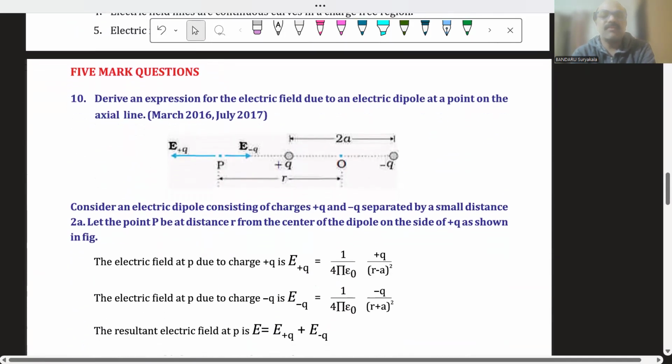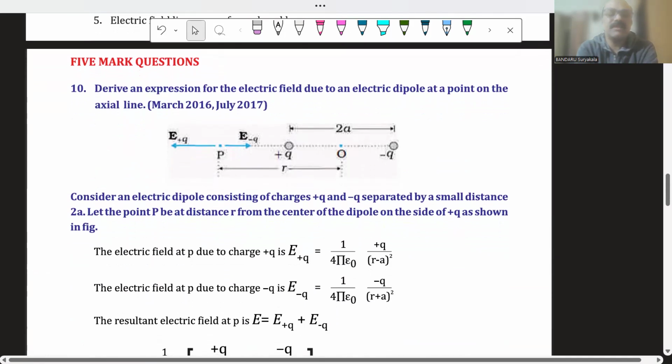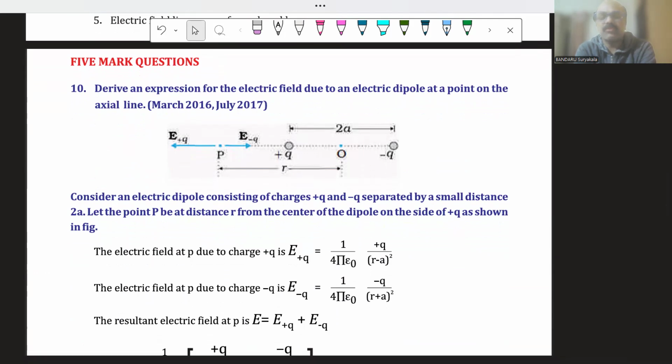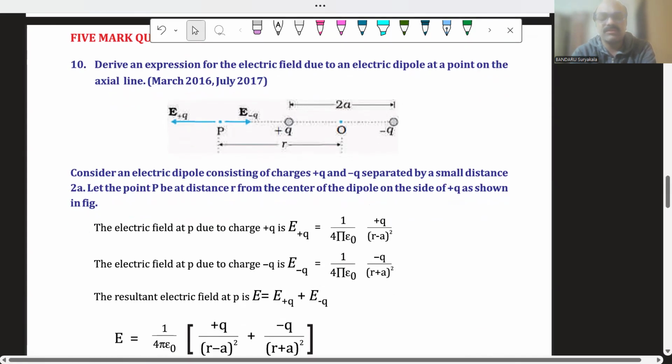Later, the 5 marks questions in this chapter. This is an important 5 marks question: derive the expression for the electric field due to an electric dipole at a point on the axial line. First draw the diagram, and the directions are very important. Don't just memorize the derivation. See the direction of the electric field: for a positive charge it is radially outwards, for a negative charge it is radially inwards. Consider the electric dipole, and don't focus only on formulas. Write the detailed explanation point-wise.